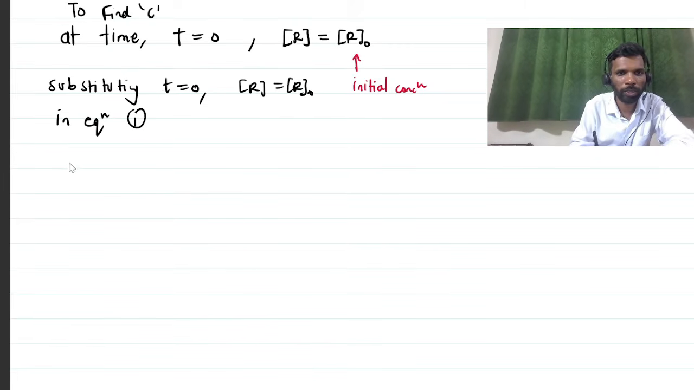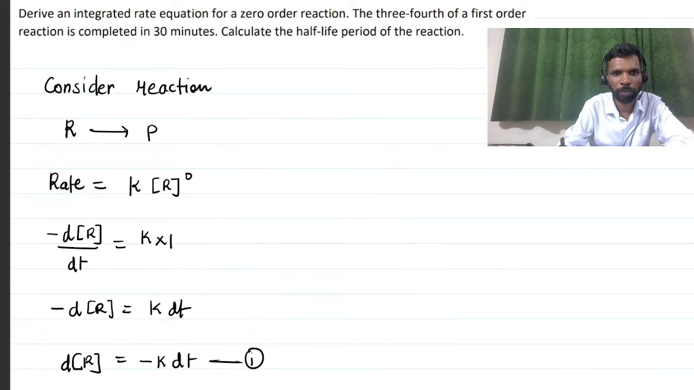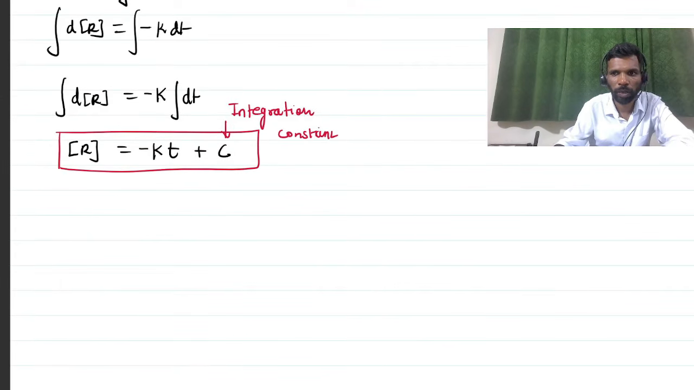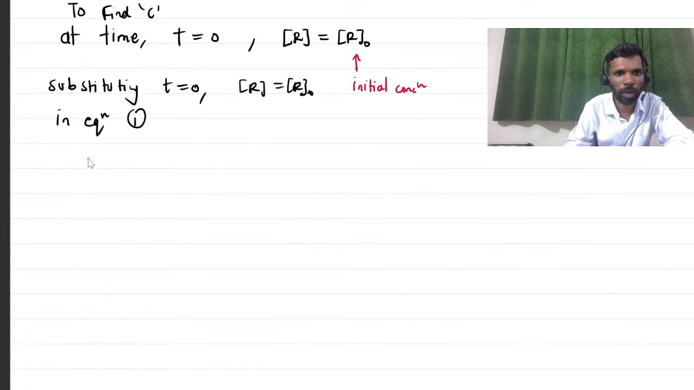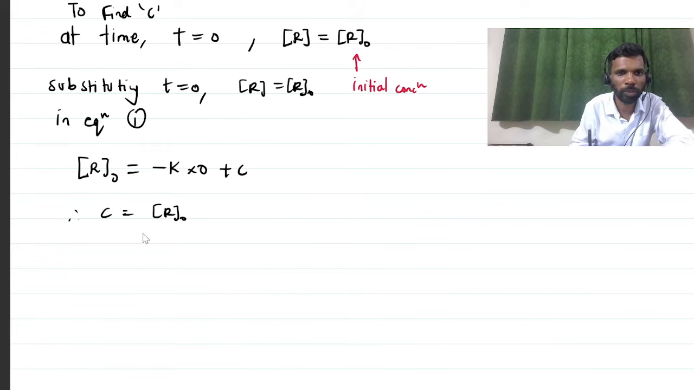So what was my equation 1? Equation 1 was R is equal to minus KT plus C. So R0 in equation 1 is equal to minus K times 0, which is 0, plus C. Therefore, C is equal to R0.